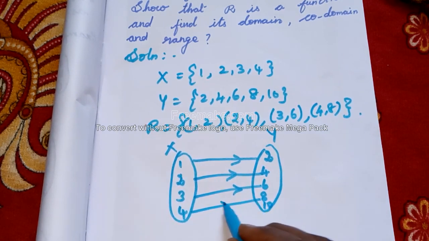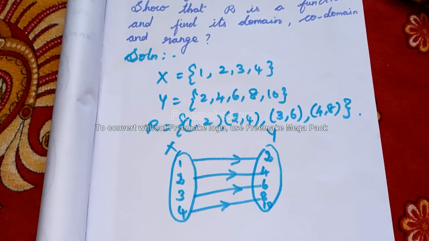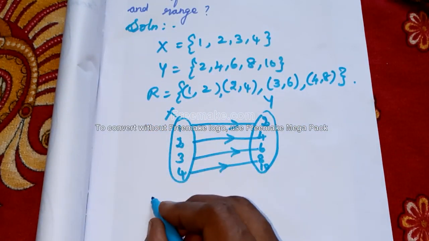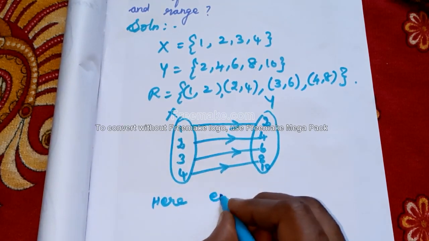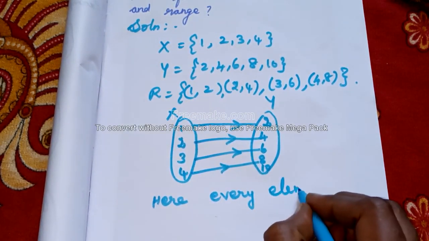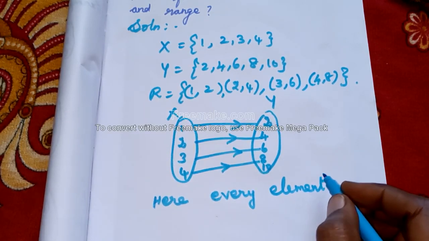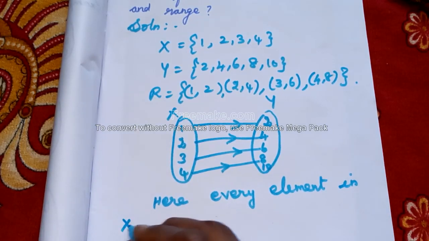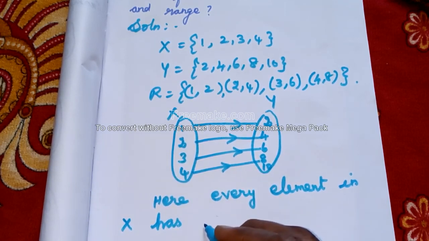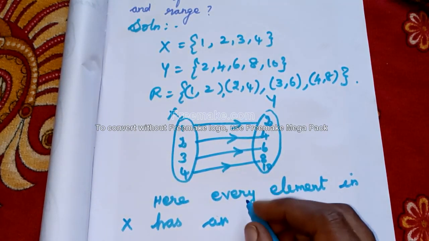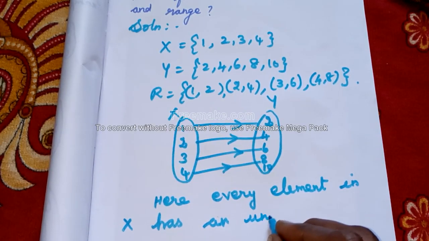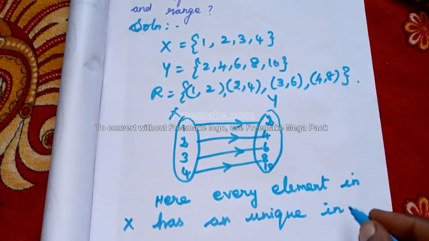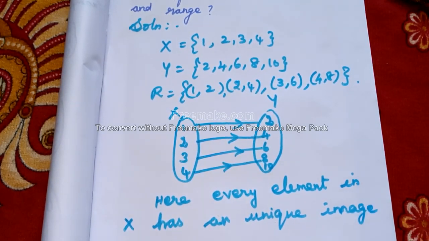Every element in X has a unique image in Y. Therefore, R is a function.